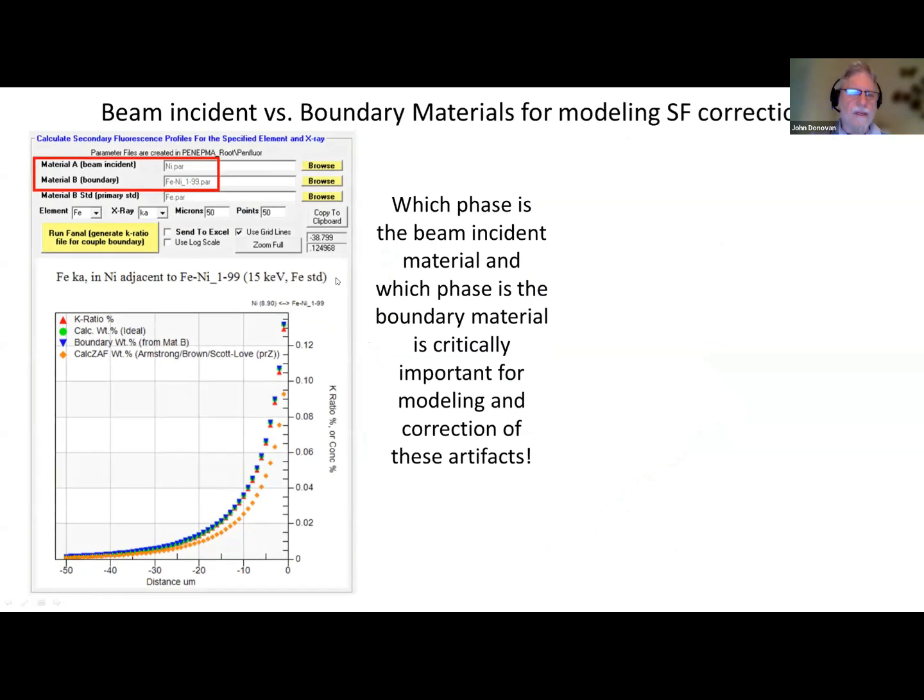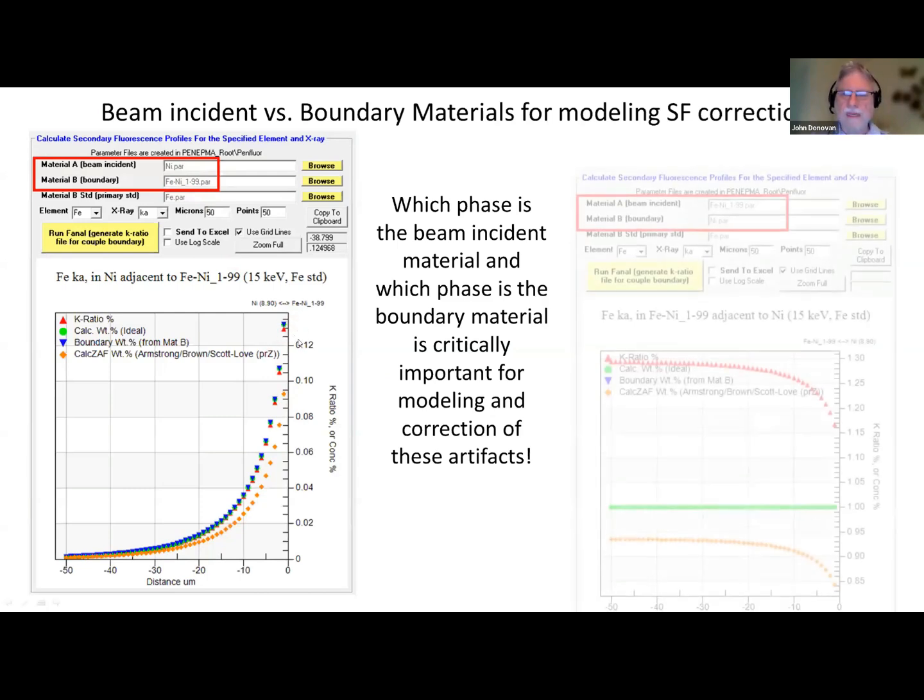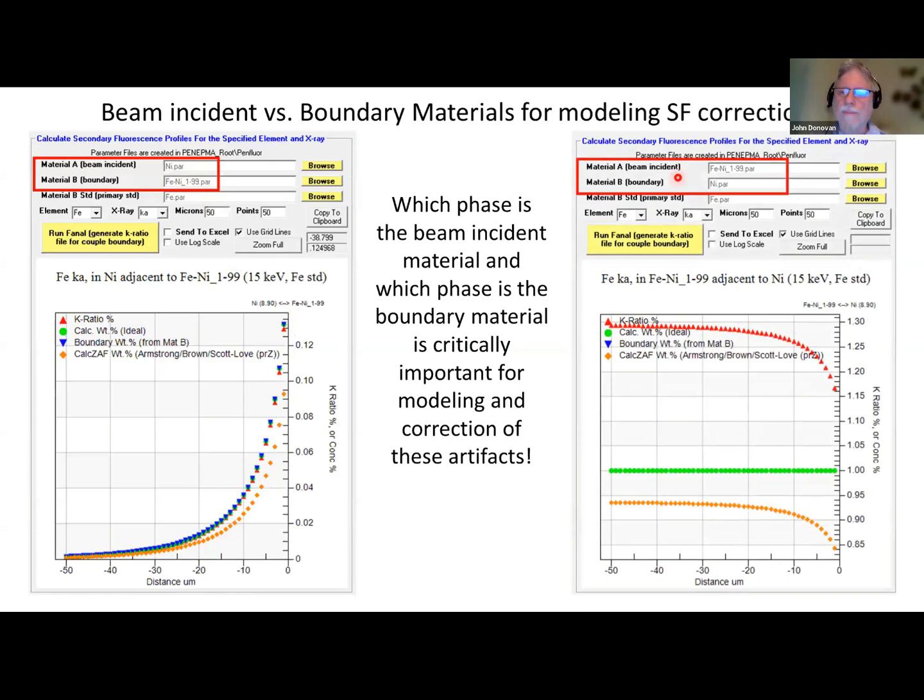So here, for example, we're measuring iron in nickel adjacent to an iron-nickel alloy, and you see we get a positive artifact of about 1200 ppm at 1 micron from the boundary. And here we swap those. We're still measuring iron, but now we're measuring the iron in the iron-nickel alloy adjacent to the nickel, and we get the negative artifact. So keep straight in your mind which is the beam incident material and which is the boundary material, because the physics will be completely different.